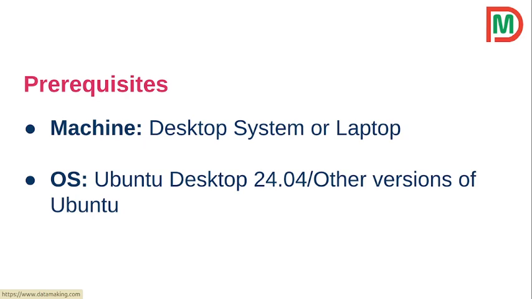Prerequisites for installing OpenJDK Java. You need to have a system, a desktop or laptop system. I'm using the Ubuntu desktop version 24.04, which is kind of the latest Ubuntu operating system. You can use other versions. So based on that, you need to have an installer and then start installing it.